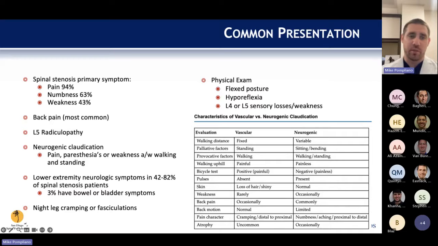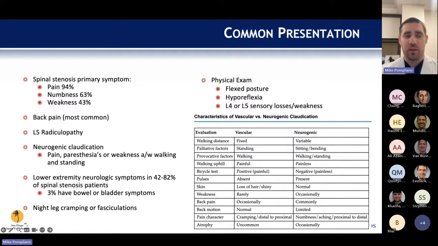Primary symptom in that is going to be pain, 94%, and then numbness and weakness as second and third. Back pain is by far the most common complaint, but you can get L5 radiculopathy secondary to the compression in the lateral recess. You can also see neurogenic claudication, which is pain, paresthesias, or weakness associated with walking and standing, as well as lower extremity symptoms and even bowel or bladder symptoms, although that is rare.